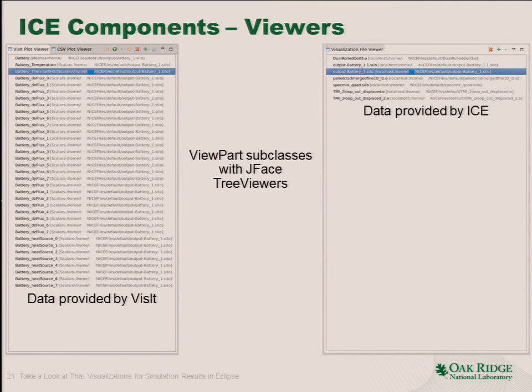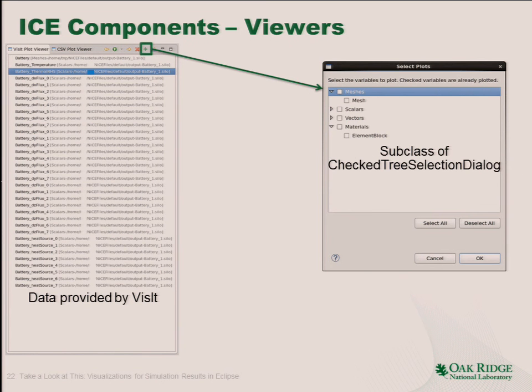So the visualization file viewer on the right here receives its data through user selections in the file dialog. Both these views are ViewPart subclasses, just containing standard JFace tree viewers. And selections made in the visualization file viewer can then be used to populate the VisIt plot viewer through the add plot action that I demonstrated.